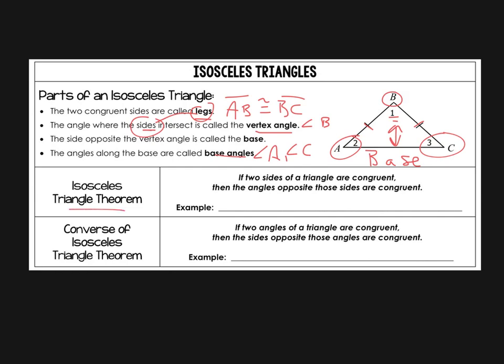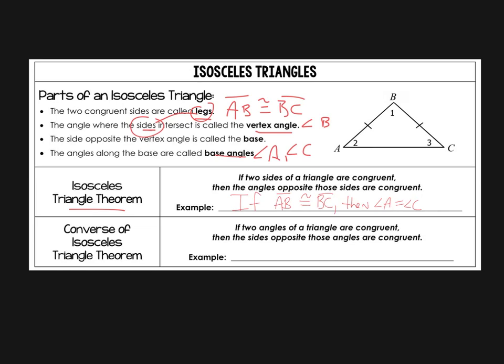Now down here we have the isosceles triangle theorem. First, let's give it a read through. If two sides of a triangle are congruent, essentially saying if you have an isosceles triangle, then the angles opposite those sides are congruent. So if this side is congruent to this side, then the angles opposite those sides are also congruent. So angle 2 is congruent to angle 3.